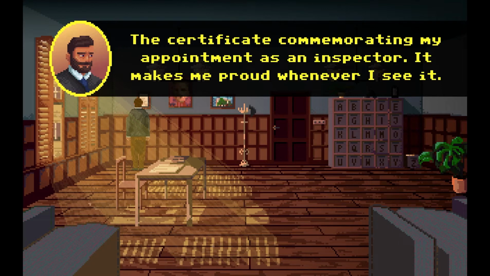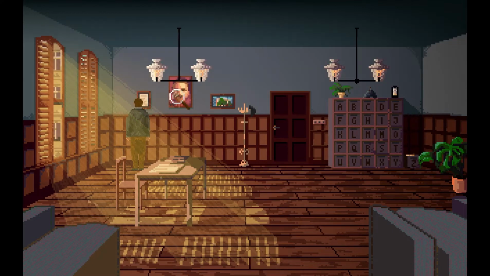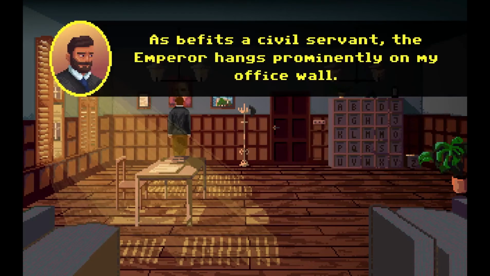Right. The certificate commemorating my appointment as an inspector. It makes me proud whenever I see it. As befits a civil servant, the emperor hangs prominently on my office wall.